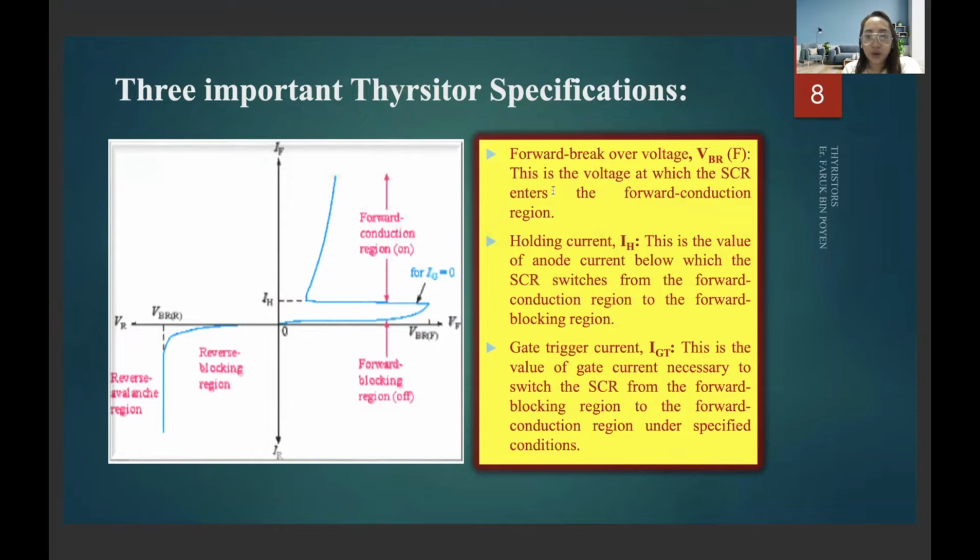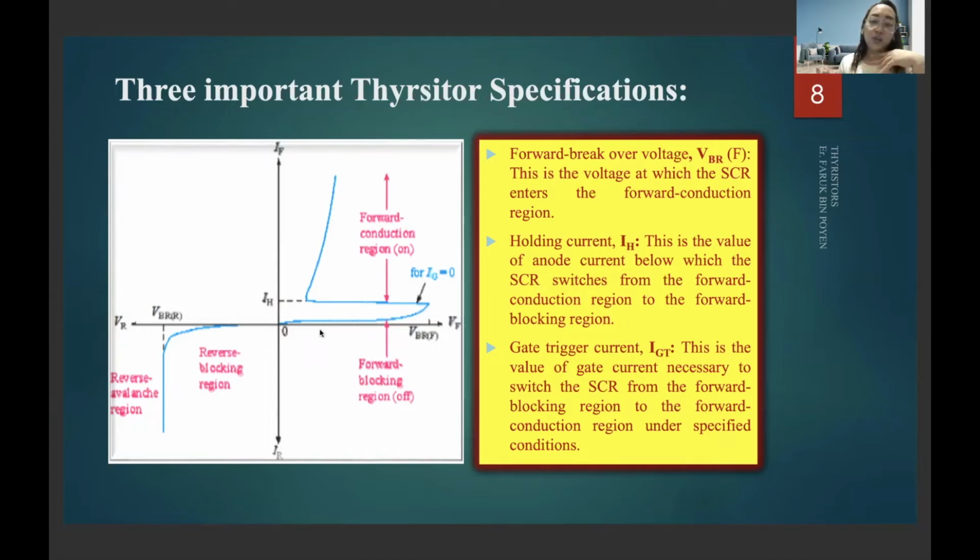Three important thyristor specifications. We have forward breakover voltage, or the VBR or breakdown voltage. This is the voltage at which the SCR enters the forward conducting region. We have a holding current. This is the value of the anode current below which the SCR switches from the forward conduction region to the forward blocking region. And we have a gate triggered current or IGT. This is the value of the current necessary to switch the SCR from a forward blocking region to the forward conduction region under a specified condition.